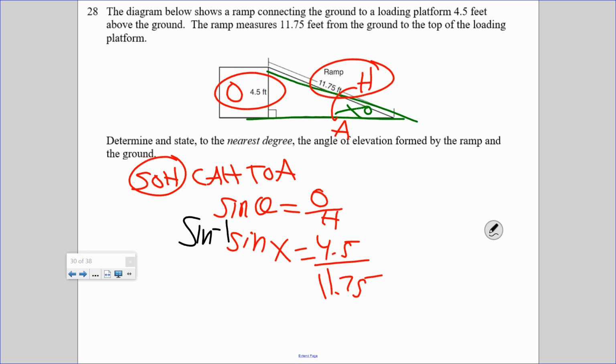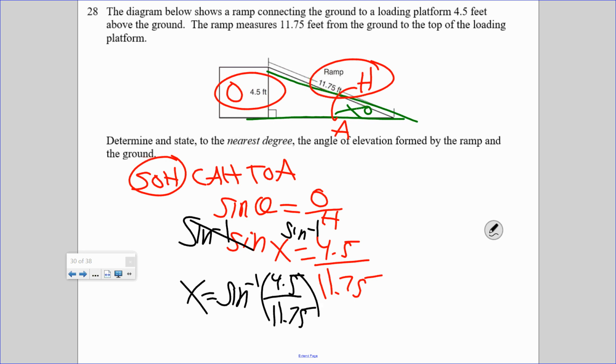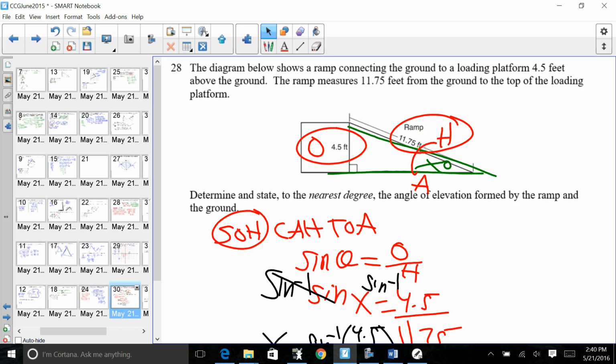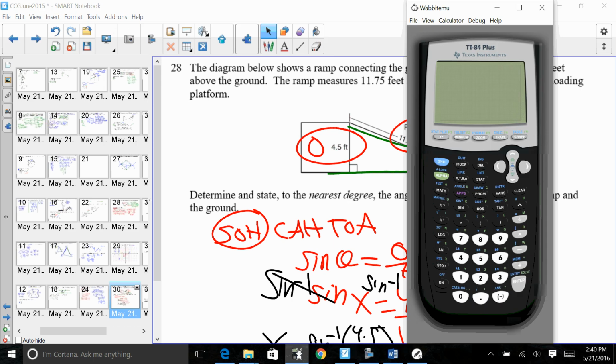I do inverse sine. I'm going to type this one in for you. Inverse sine of 4.5 over 11.75. Second sine of 4.5. You know what? Let's do that even nicer. Let's get my alpha y equals enter going on here. Alpha y equals enter. 4.5 over 11.75, is it? Yep.